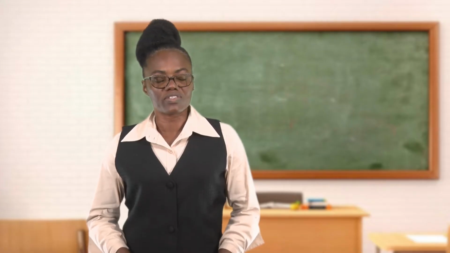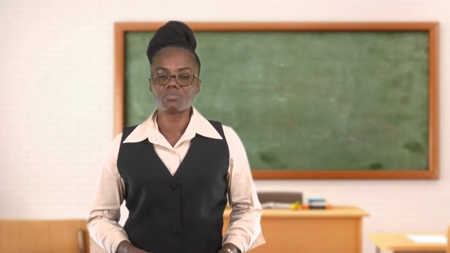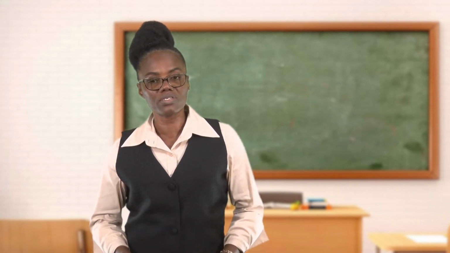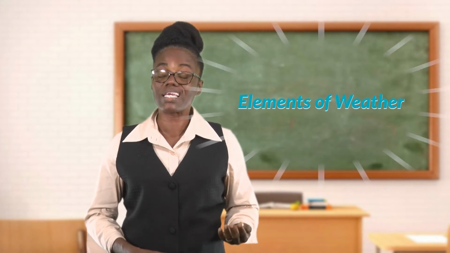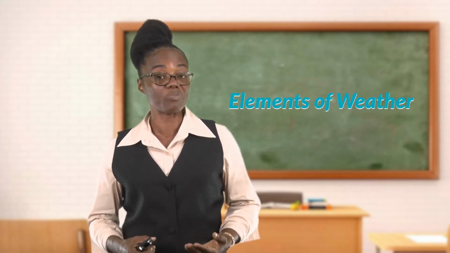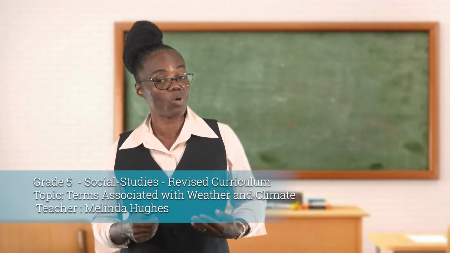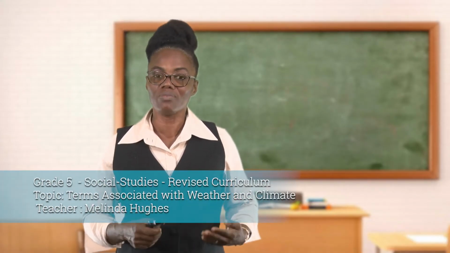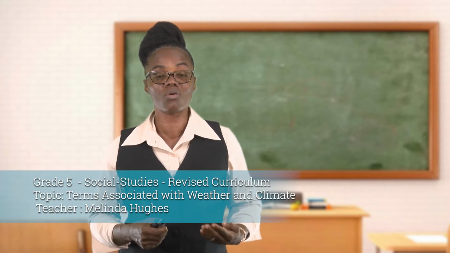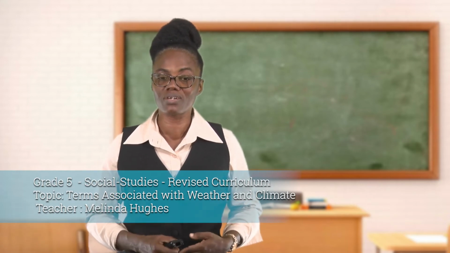So boys and girls, for us to examine the terms that are associated with weather, we must look at the elements of weather. So let's begin. On the screen, we have a diagram that shows us elements of weather, and I will go in random order. I will also ask you to repeat the elements as I call them. So I will give you an opportunity to repeat the elements of weather as I call them. Let's go, boys and girls.